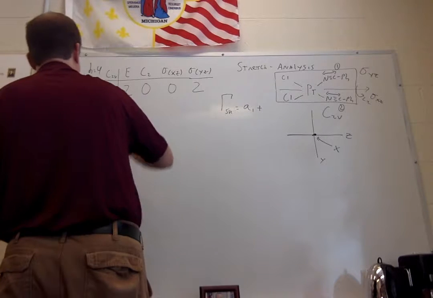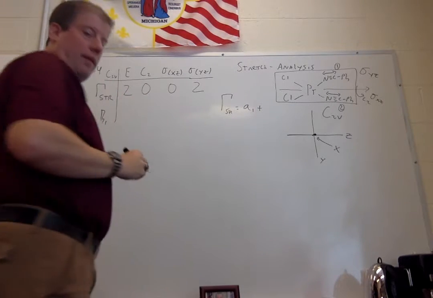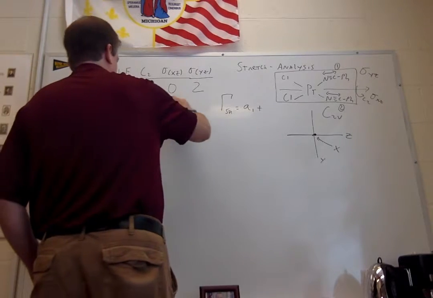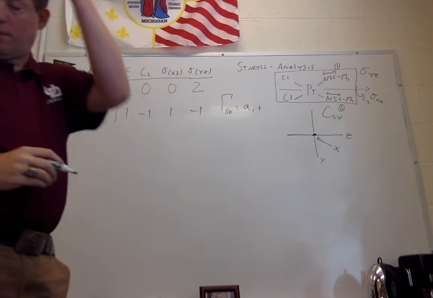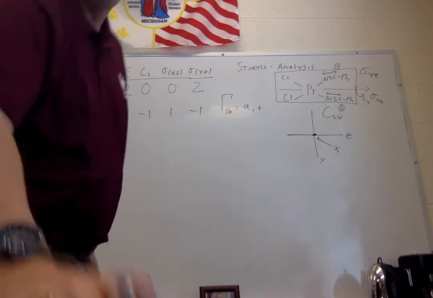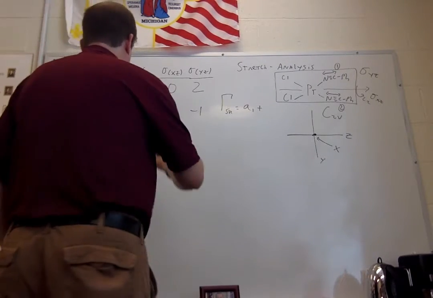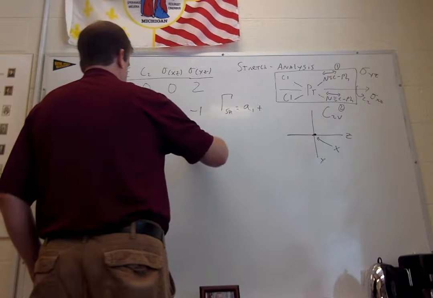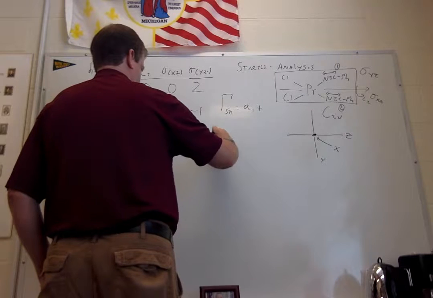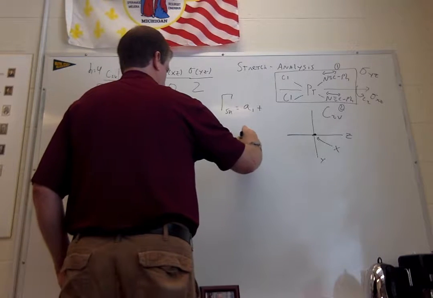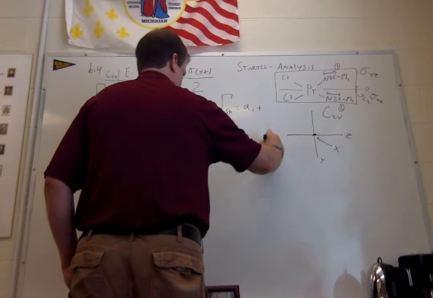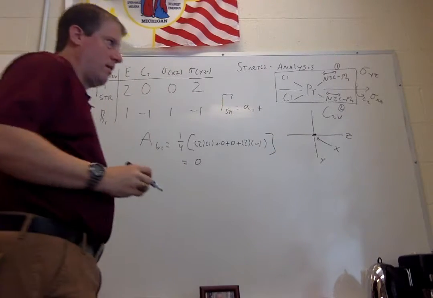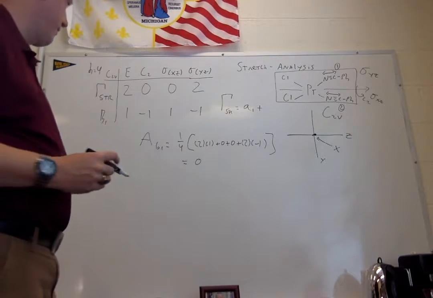Next up, B1. And the characters for that are 1 minus 1, 1 minus 1. Again, I'm reading that directly off the character table. And so for B1, again, is 1/4, 2 times 1 plus 0 plus 0 plus 2 times -1 or 0. So no contribution from that either.